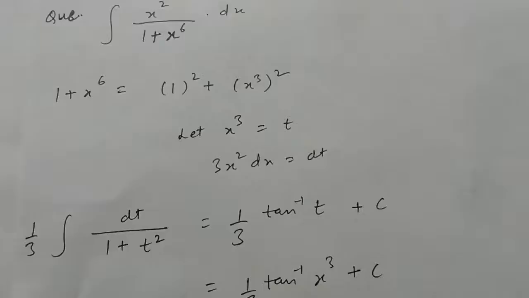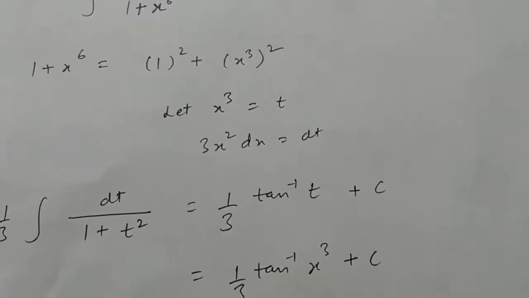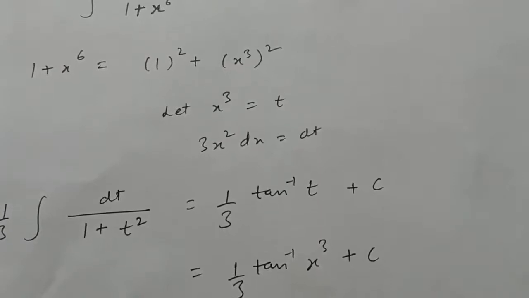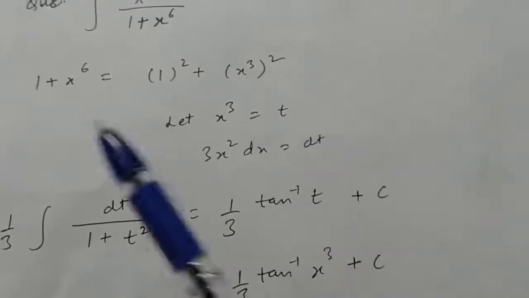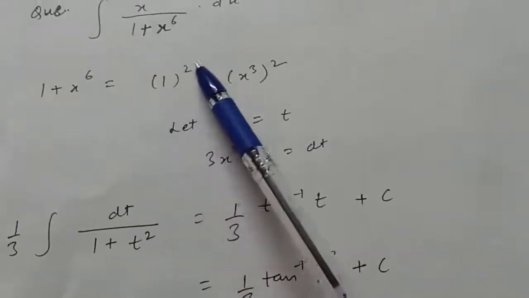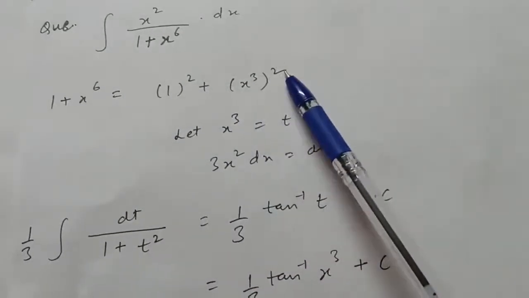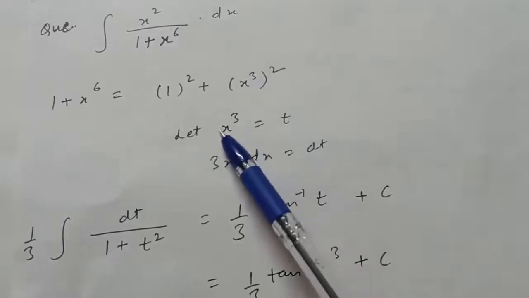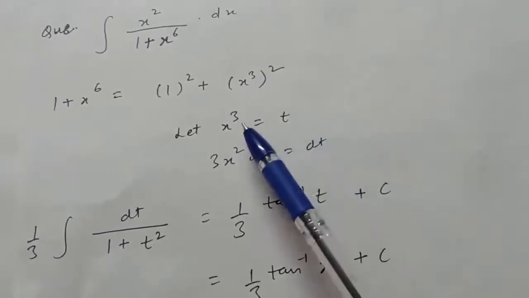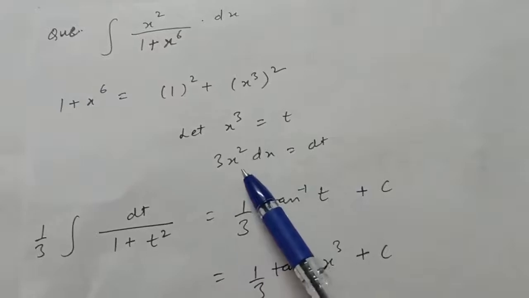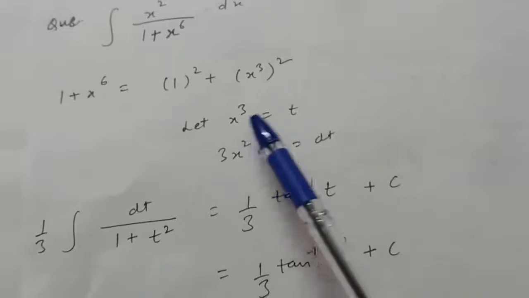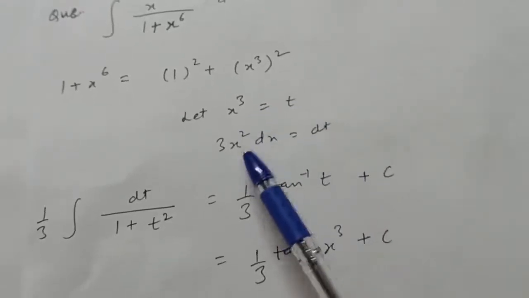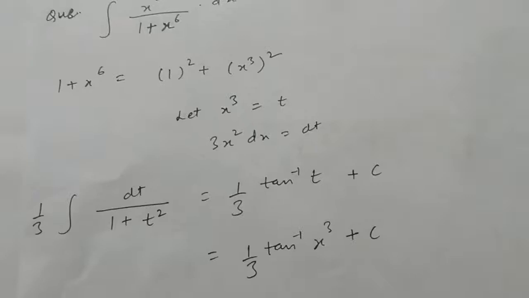So you will get the answer as 1 by 2 log mod 2x plus root 1 plus 4x square plus c. Now this question is integral of x square upon 1 plus x raised to the power 6 into dx. So see, this 1 plus x raised to the power 6 can be written as 1 square plus x cube square, right? Also, if we take this x cube as equal to t, then the derivative of x cube will be 3x square, and x square exists in the integrand, right? Therefore, taking this x cube as t, you will get 3x square into dx equal to dt.